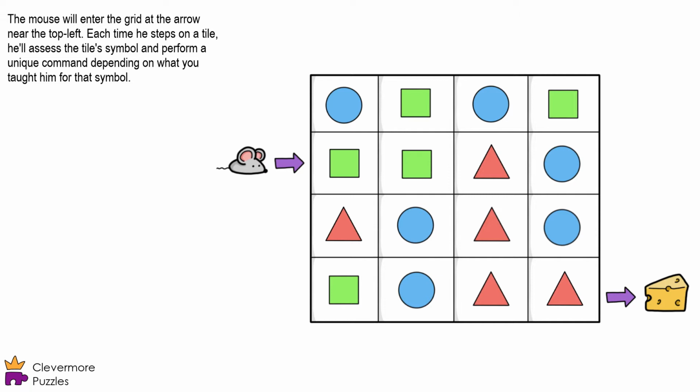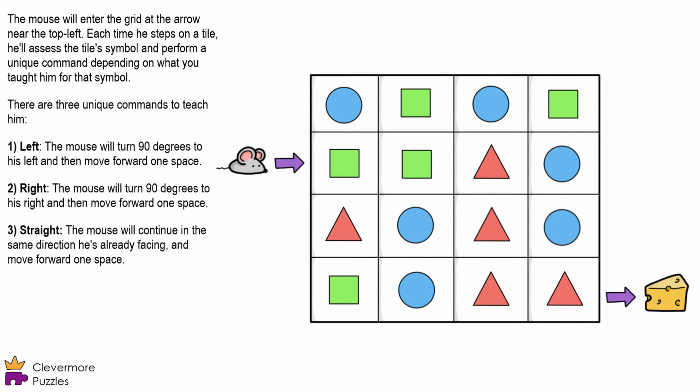Each time the mouse steps on a tile, he'll assess the tile symbol and perform a unique command depending on what you taught him for that symbol. There are 3 unique commands to teach him, one for each symbol. They are called left, right, and straight. If the mouse steps on a symbol he associates with straight, he'll simply continue moving in the direction he's already facing and step on the next tile. With left and right, he'll turn 90 degrees to his left or right and then move forward 1 tile.